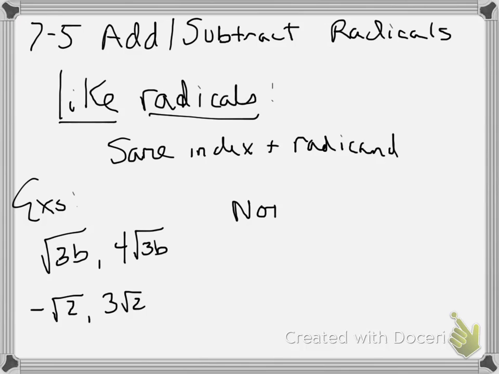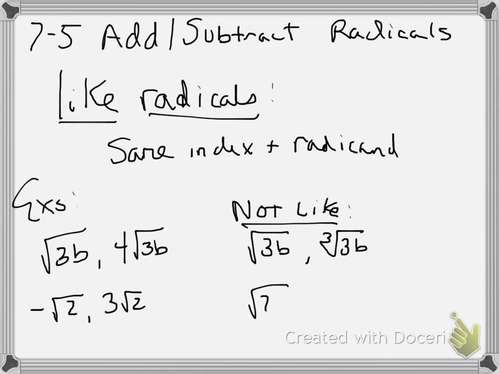Now, here's some non-examples, and we'll explain why. So I've got the square root of 3b and the cube root of 3b. Notice that even though they have the same thing inside the radical sign, one has an index of 2, the square root of 3b, and one has an index of 3, which is the cube root of 3b. So they're not like radicals.